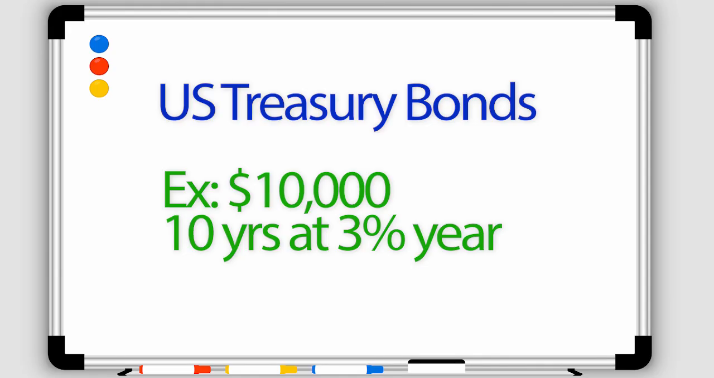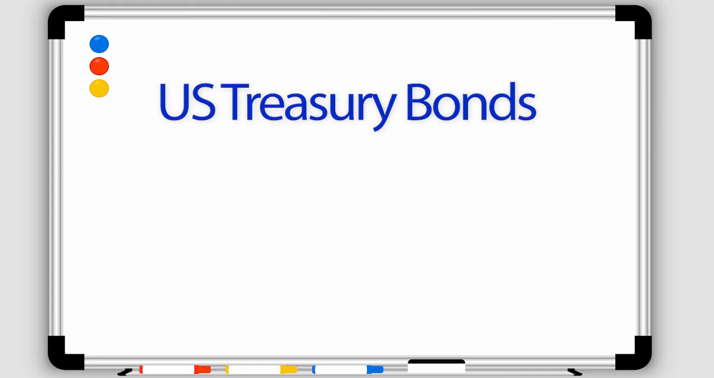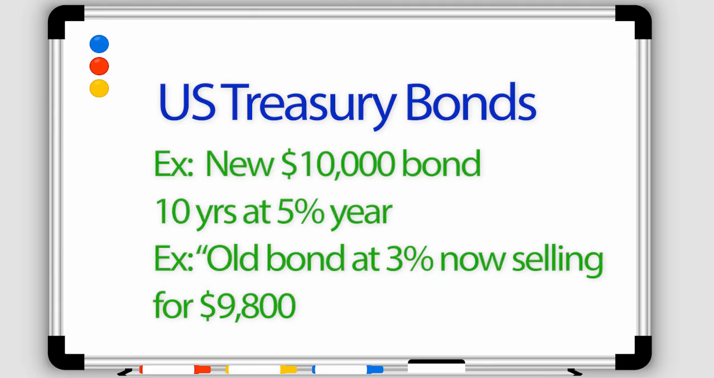That's a new issue. But what if you don't want to keep it the full 10 years and you want to sell it? Now you're in the secondary market. So if you were to sell that bond, what you would get for that may depend on what the current rates are. In other words, if the Fed had raised rates in the interim since you bought yours, let's say the new ones are paying 5%. Well, now your 3% bond isn't worth as much, so you couldn't sell it for $10,000. You'd have to sell it at a discount.